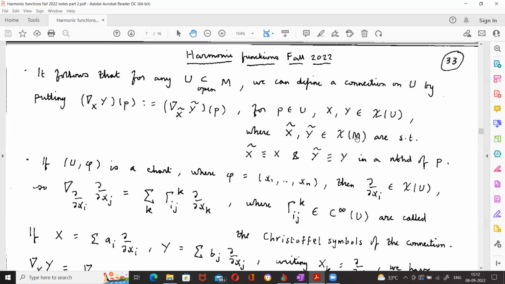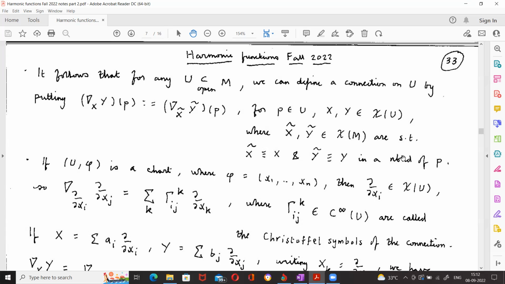vector fields on all of M, such that X tilde is equal to X and Y tilde is equal to Y in a neighborhood of P, right? This I can do by multiplying by a bump function, which is 1 in a neighborhood of P. Then I will get global vector fields X tilde, Y tilde.